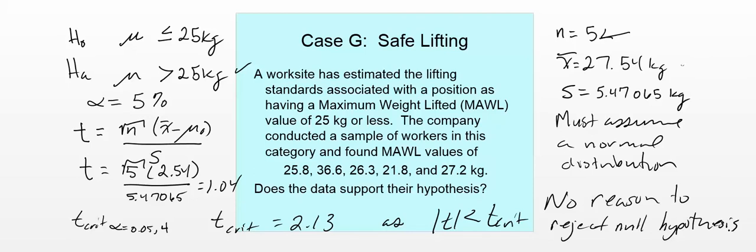So does the data support their hypothesis? Well, it doesn't exactly support it, but I can't prove they're wrong, is what this comes out to be. So we have no reason to reject the work site's MAWL value of 25 kilograms. But I'm very suspicious. If I was working for the union trying to demonstrate that that 25 kilograms is not valid, then I might say let's get a larger sample so that we can assess this more carefully. But for now, we're done with case G.